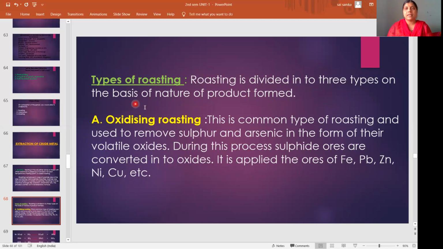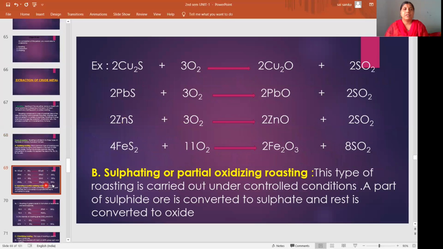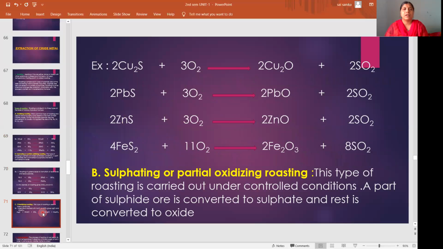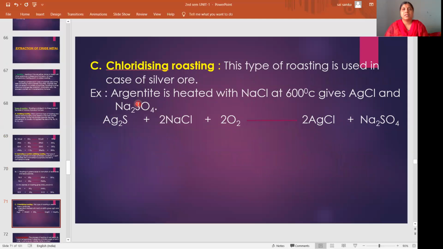Roasting is again classified into three types on the basis of nature of product formed. So during roasting, what is happening? Some products are formed, and based on the nature of the product forming, roasting is divided into three types: oxidizing roasting, sulfating roasting, and chloridizing roasting. Now we will see one by one.